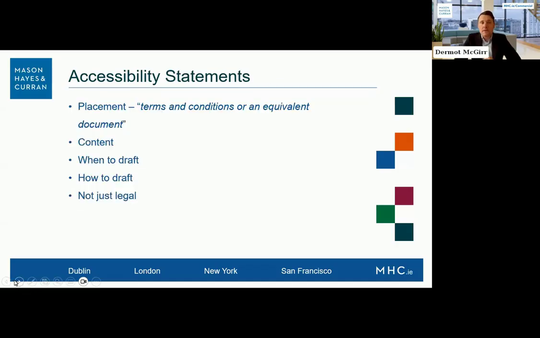So the requirement to have accessibility statements is, again, obviously something I'm working with quite a lot of clients on. These are documents where you need to provide information in your terms and conditions or equivalent document describing how you meet the relevant requirements, so the accessibility requirements, and this needs to be published by the 28th of June. The placement issue, so the one I've referred to in the slide there, is probably the first point I'm talking to a lot of clients about.